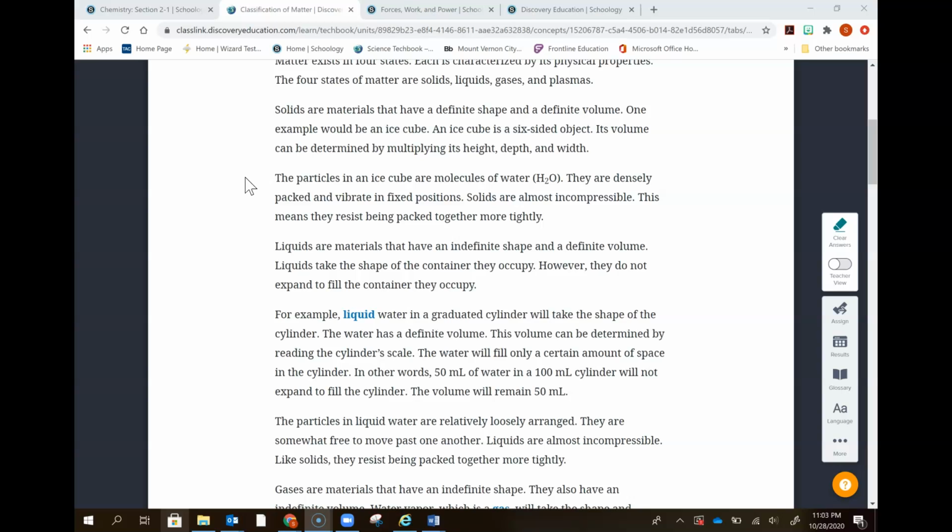In other words, 50 milliliters of water in a 100 milliliter cylinder will not expand to fill the cylinder. The volume will remain 50 milliliters. The particles in liquid are relatively loosely arranged. They are somewhat free to move past one another. Liquids are almost incompressible. Like solids, they resist being packed together more tightly.